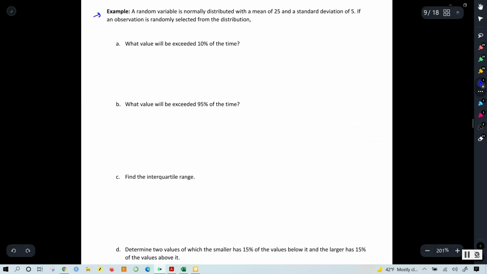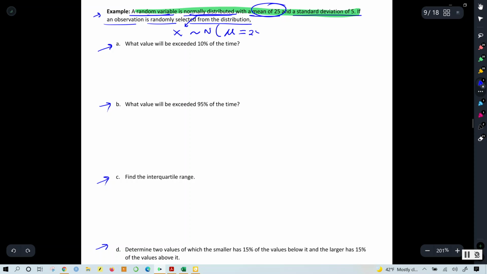In this example, we are told that a random variable is normally distributed with a mean of 25 and a standard deviation of 5. If an observation is randomly selected from the distribution, we have the following questions. Before we continue, let's take down the parameters of this normal distribution. The random variable is normally distributed, so x follows the normal distribution. The mean is 25 and the standard deviation is 5.